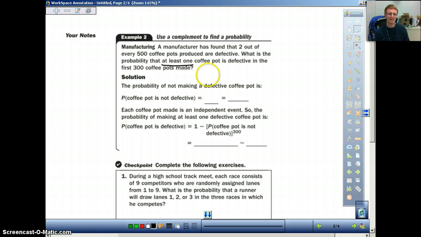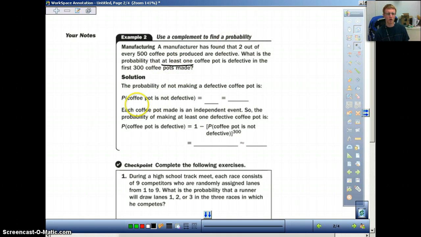Because when it says at least one, if we go the other direction, then we would need to figure out the probability of 1 being defective. What's the probability of 2 being defective? What's the probability of 3 being defective? 4, 5, 6, all the way up until 300. That's impossible. So when you see that you'd have a ton of chances for it to be like that, then think of what it would be for 0 and then just subtract that from 1.